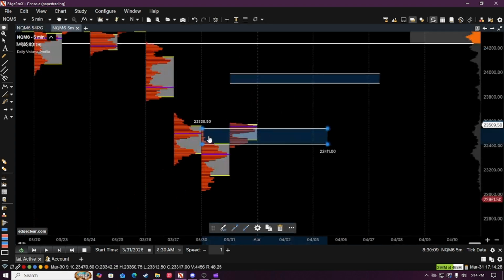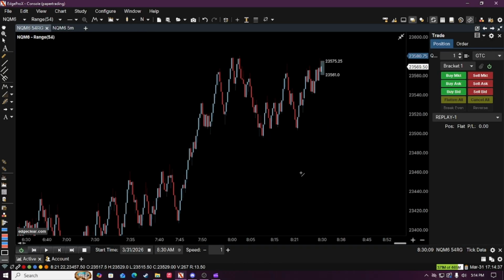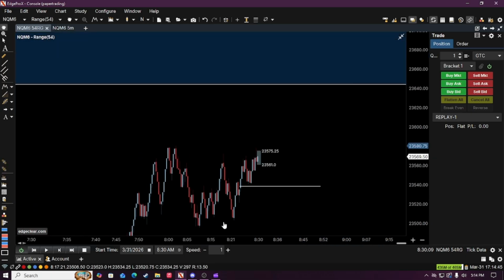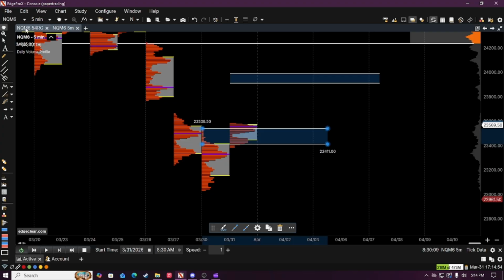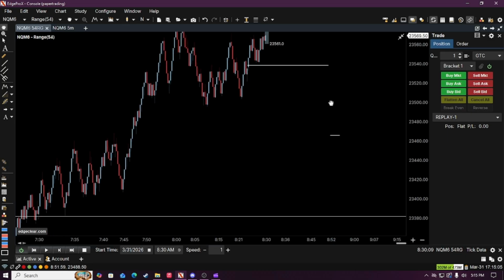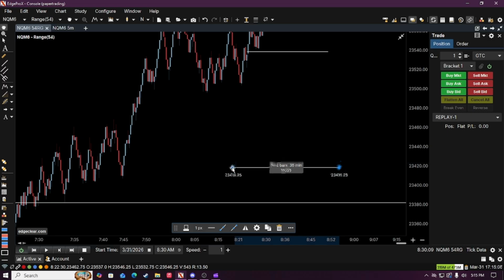And yeah, as you can see, we had this zone that was from 23,539. Let me mark it for you. Maybe here, right? Yeah, 38, whatever. So this is the zone of the low volume area from before. And 23,411. Let me do that. It's pretty far down.